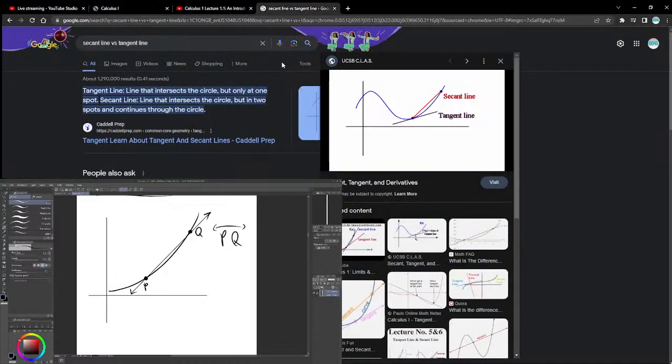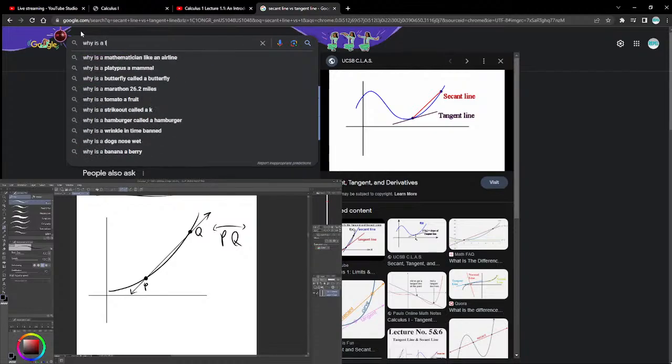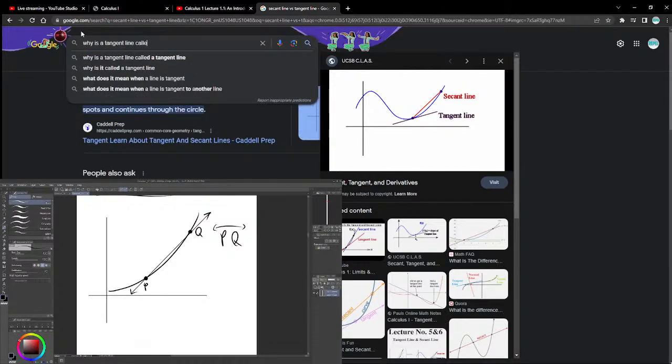Why is it called that? Why is a tangent line called a tangent line?